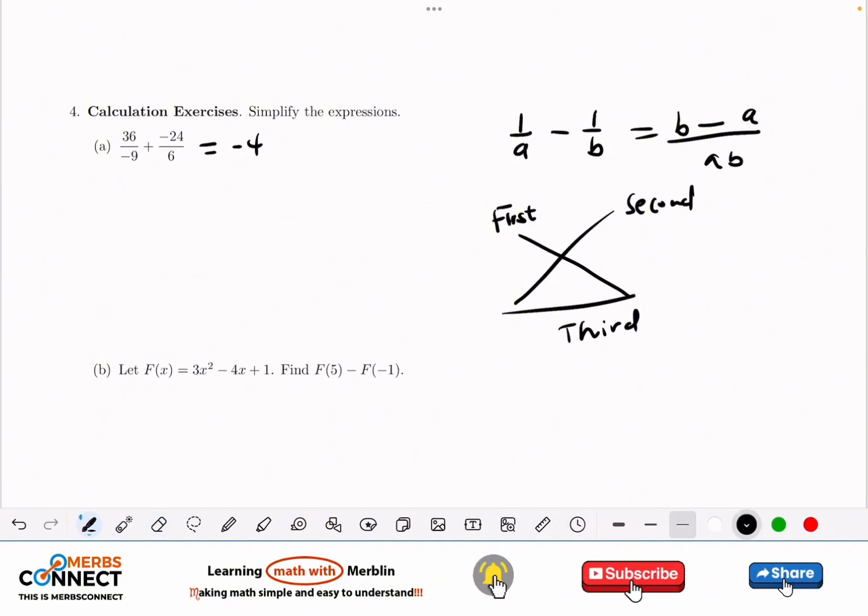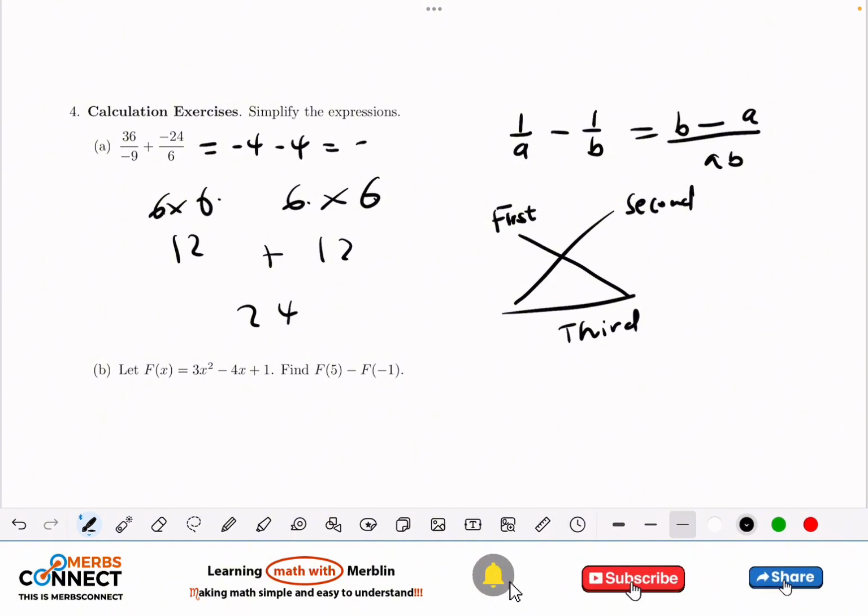How many times? 6 times 6 is 12. 6 times 6 is 12. 12 plus 12 is 24. So 1, 2, 3, 4. So 6 also goes there, 4. So minus 4, which is going to give us minus 8.